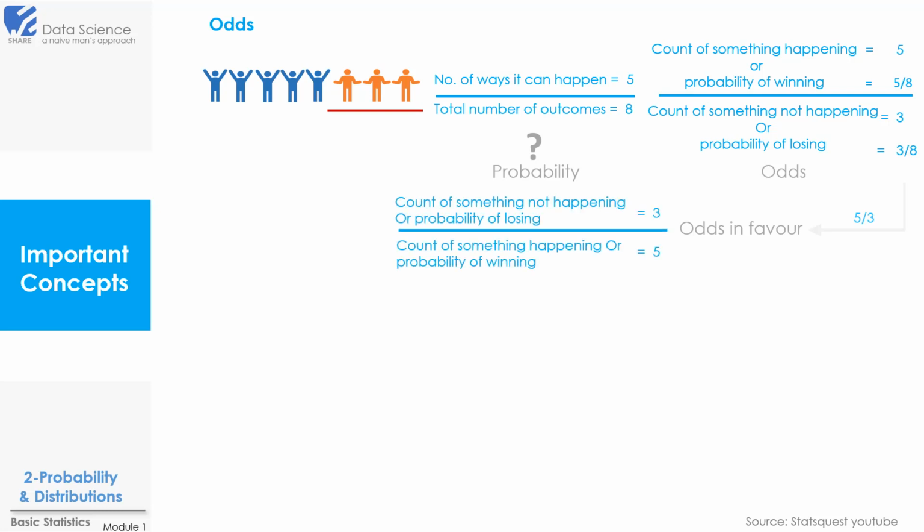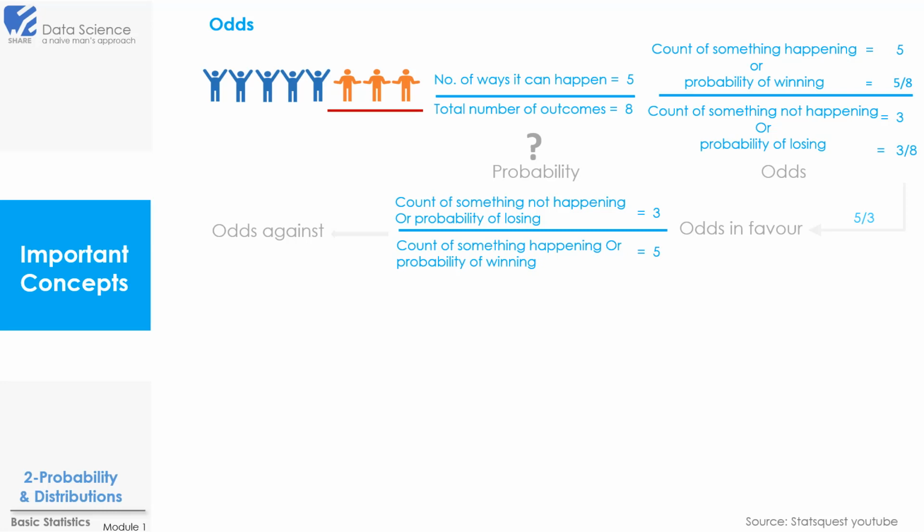Now if we put count of something not happening, which is equal to 3, or probability of losing, which is equal to 3 by 8, divided by count of something happening, which is equal to 5, or probability of winning, which is equal to 5 by 8, then the value that we will get, which is 3 by 5, will be called as odds against.